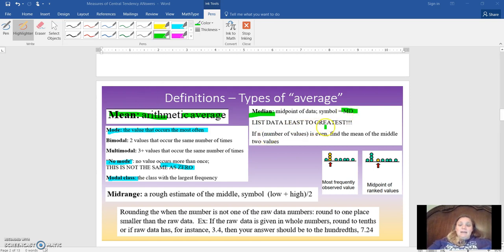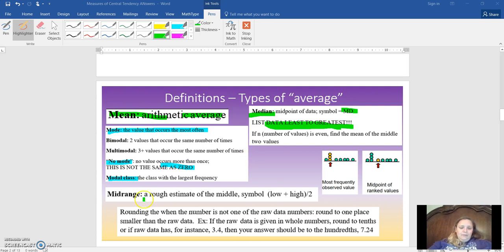All right, and so to do the median, your numbers have to be least to greatest. Otherwise, you can't really find the middle. If you've got 2 numbers in the middle, you find the average. You add those 2 up, and you divide by however many there are. I'm just kind of quickly going over these. You should know how to find mean, median, and mode.